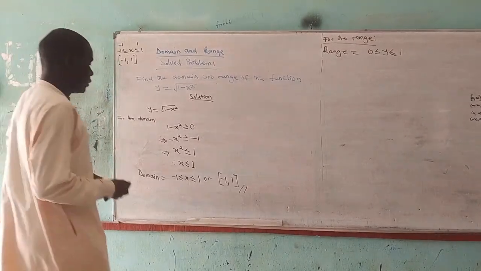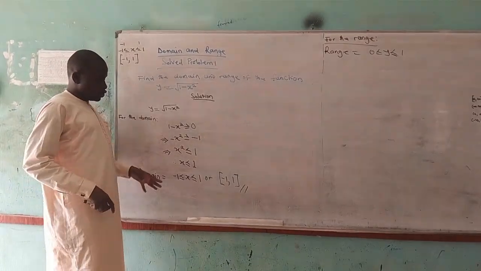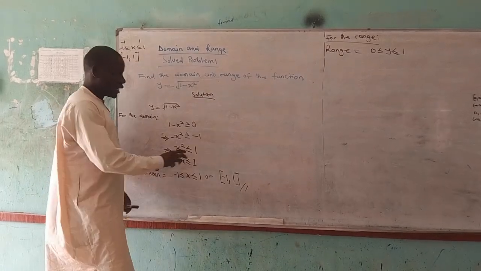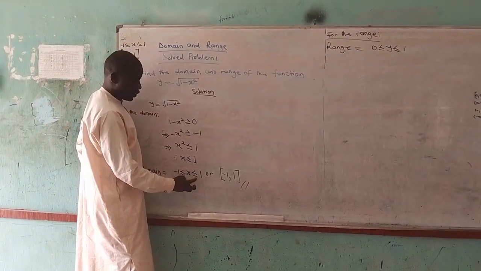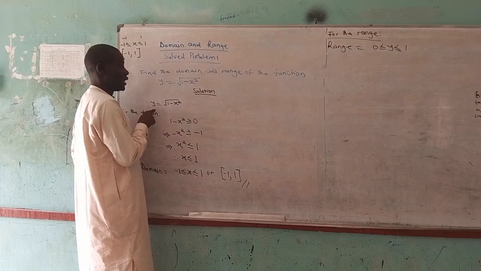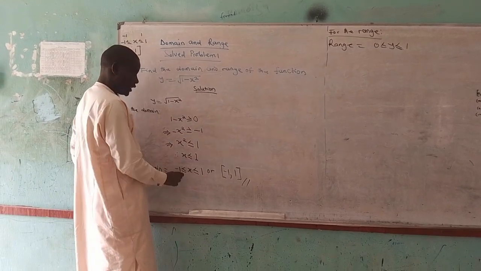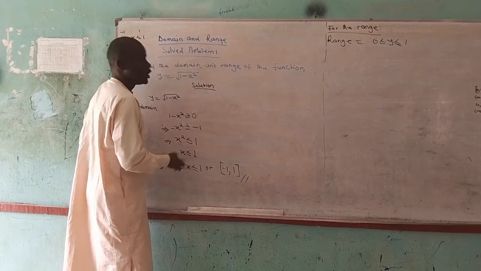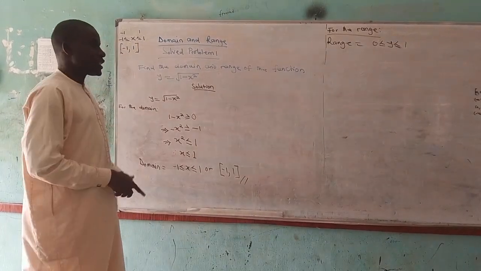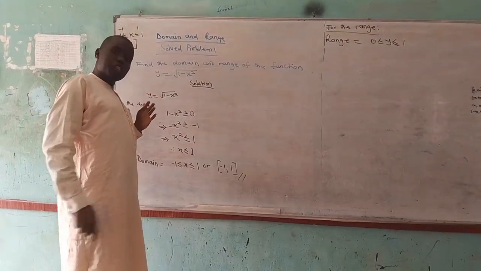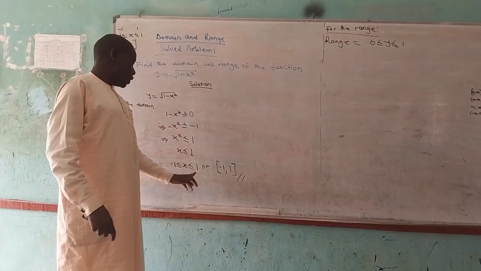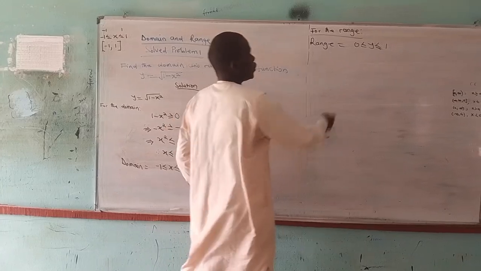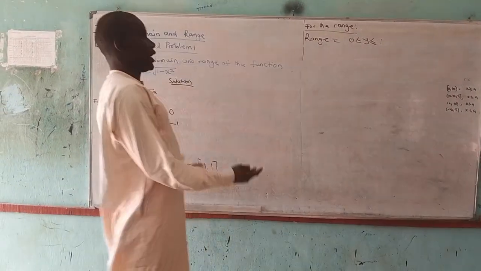Maybe you understand. This is our domain. You have the maximum value, which is 1. Plug it here, then you have y equal to 0. Take the minimum value, plug it here, and the value of y is 0, which means the range will start from 0. The range of the function will start from 0 to 1. Values of y start from 0 to 1.